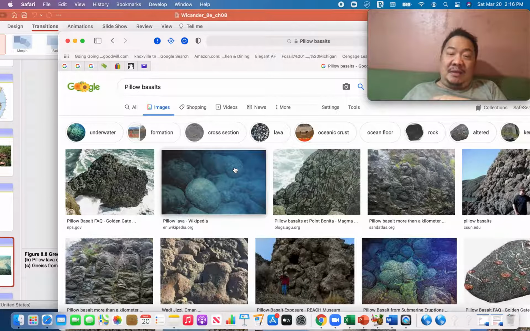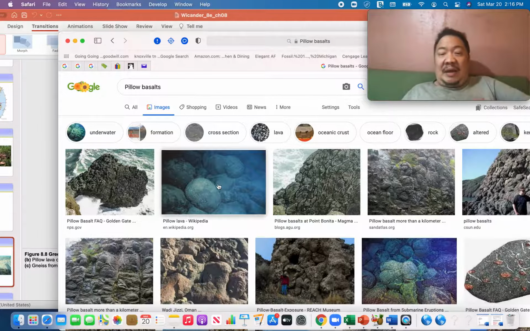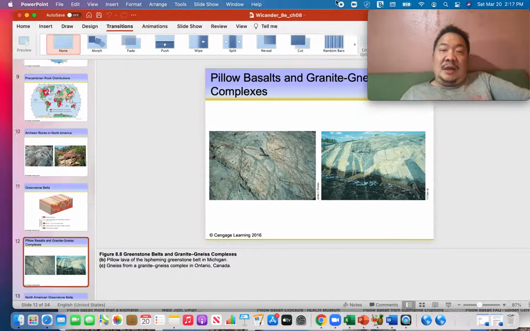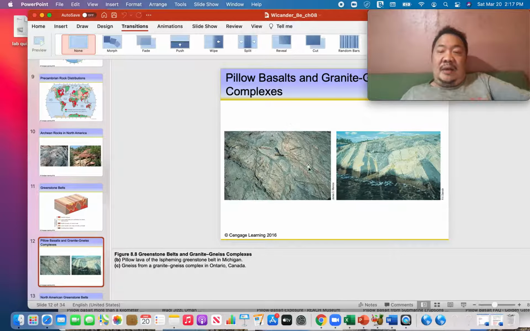These mafic, dark in color, aphanitic pillows look like pillows that you sleep on. As the lava erupts onto the sea floor, it cools very quickly because of the water, forming these pillow-like shapes. The bottom line is, since we found pillow basalts, that tells us that we have started to form sea floor or oceanic crust during the Archean.